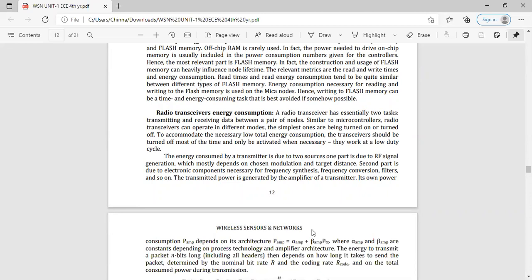Only for the transmitting transceiver will be on or off, based on that particular representation. To accommodate the necessary low total energy consumption, the transceiver should be turned off most of the time, and activated only when it is necessary. They work at low duty cycles.